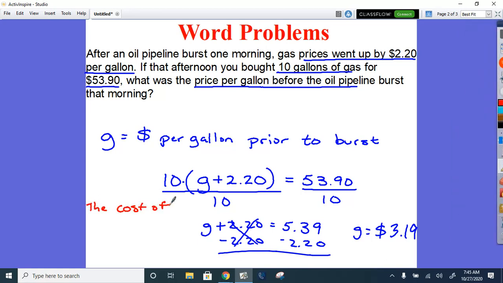The cost of gas before the pipeline burst was $3.19.